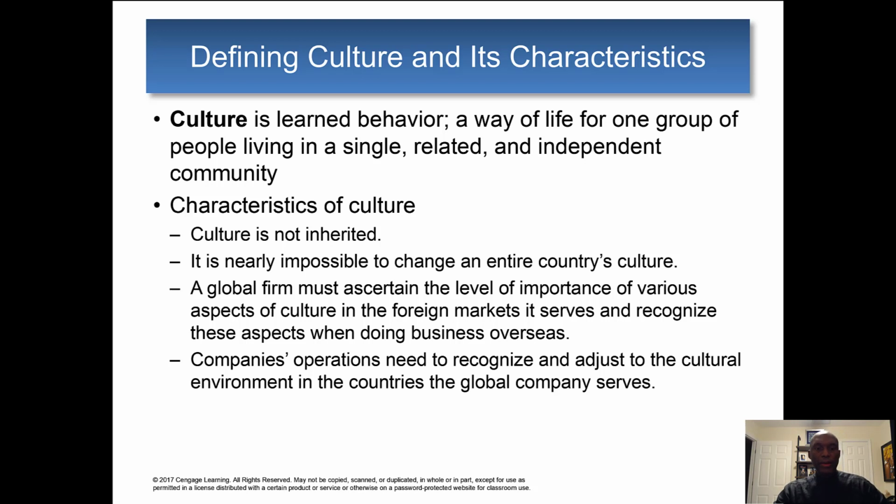So culture is not inherited. It is nearly impossible to change an entire country's culture. I have not studied that in any scholarly realm, but I would imagine that there would be cases where someone can argue that there have been situations where countries have changed over time, and maybe not in totality, but a cultural shift has taken place in many regards.